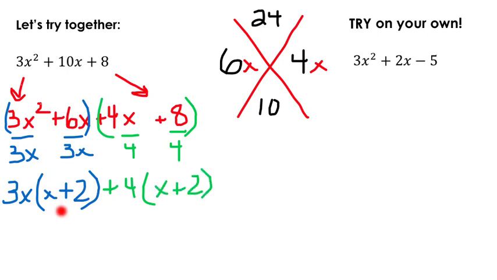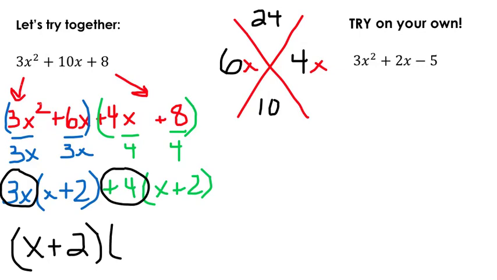Once again, we can double check. My binomials do match, so that's good. We can pull that binomial right out front, so I have an x plus 2 leading off this problem. And then what I have left over is just my 3x and my plus 4. That's going to be my second binomial, 3x plus 4. I've now successfully factored using the Xbox method, and I am all set with this problem.